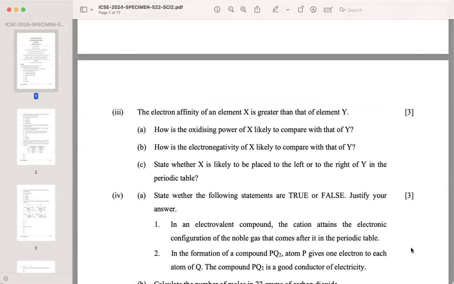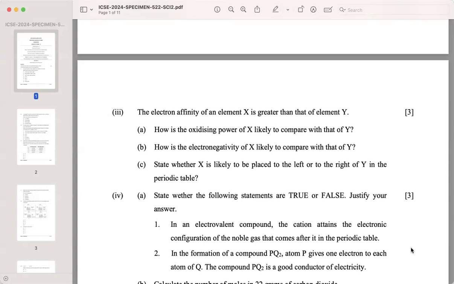A, how is the oxidizing power of X likely to compare with that of Y? Oxidizing power of X will be more than of Y. B, how is electronegativity of X likely to compare with that of Y? Electronegativity of X is higher than of Y. C, state whether X is likely to be placed to the left or to the right of Y in the periodic table. Answer will be X is placed after Y in the period, that is right of Y.